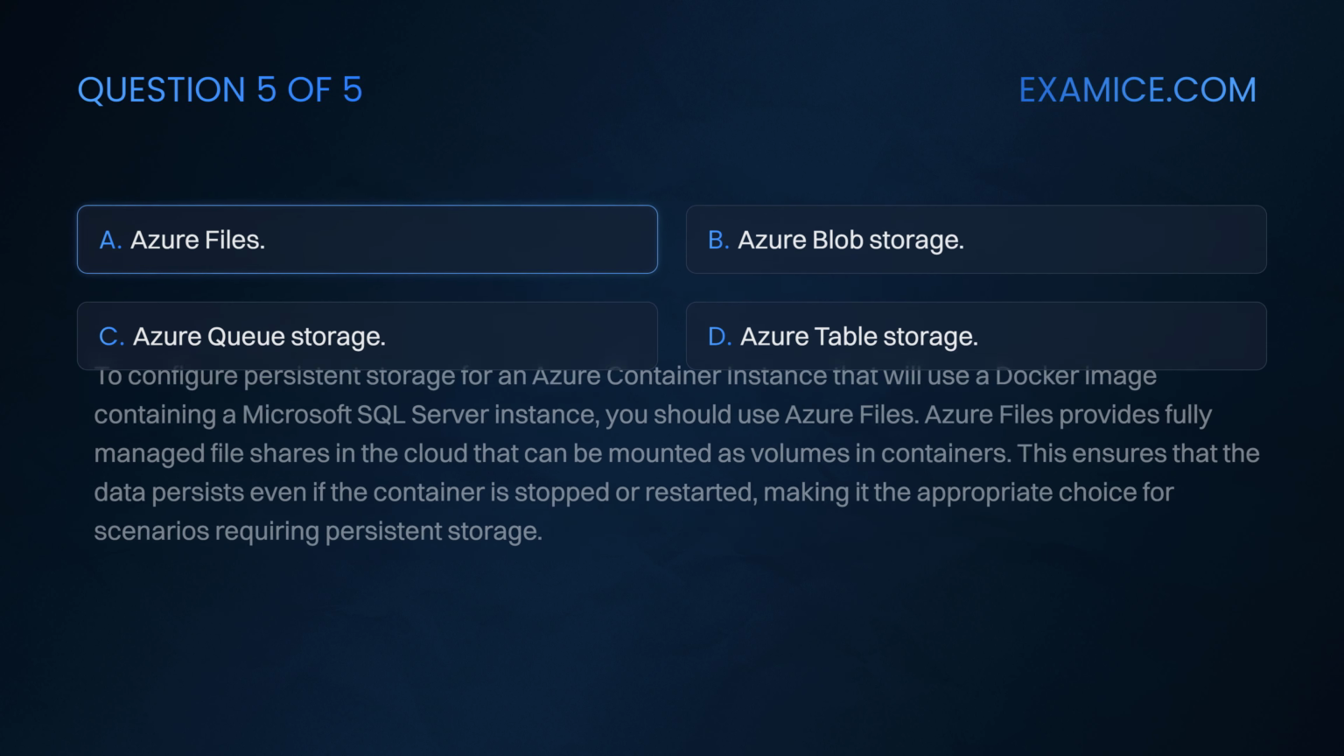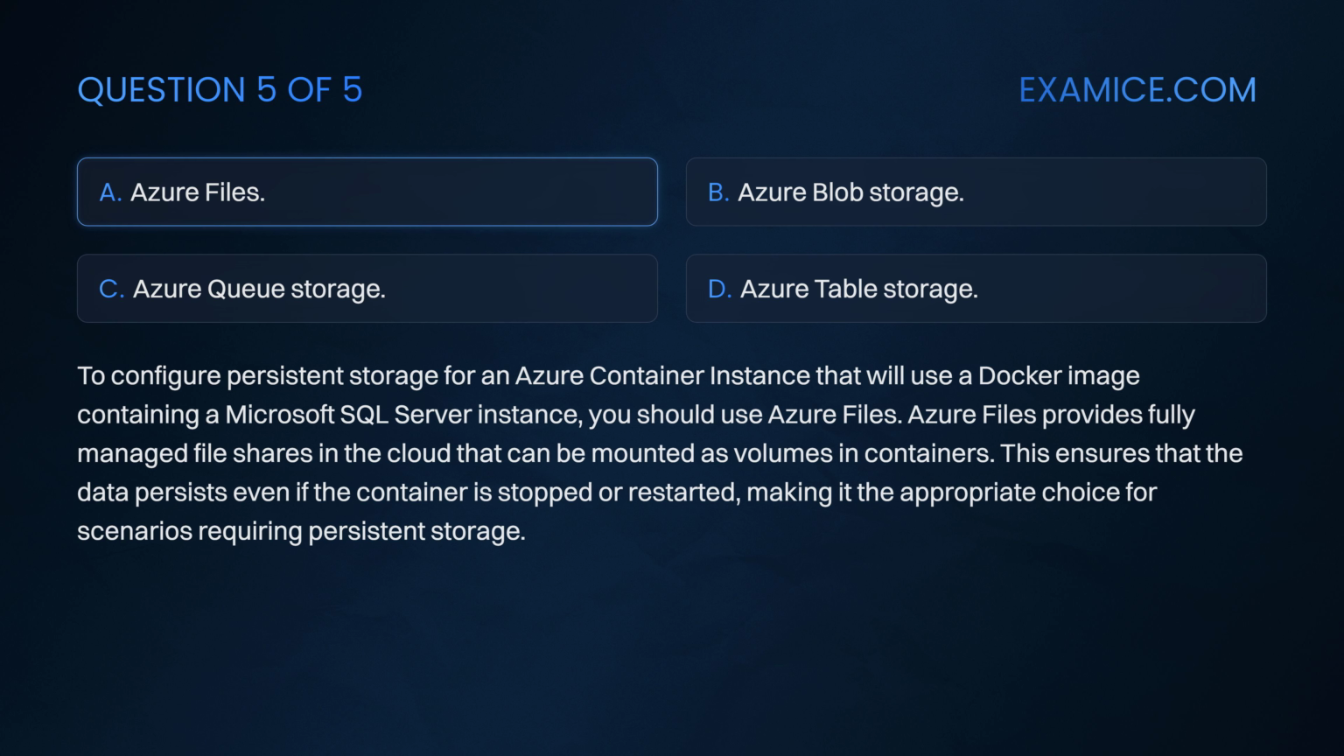To configure persistent storage for an Azure container instance that will use a Docker image containing a Microsoft SQL Server instance, you should use Azure Files. Azure Files provides fully managed file shares in the cloud that can be mounted as volumes in containers. This ensures that the data persists even if the container is stopped or restarted, making it the appropriate choice for scenarios requiring persistent storage.